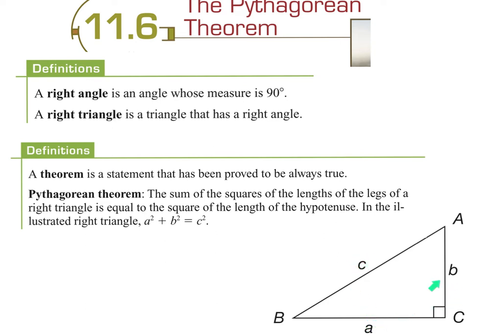So a squared plus b squared will always equal c squared. There's a ton of these proofs out there. They do it with areas of squares. There's just a ton of proofs. But this will always hold true for any right triangle.